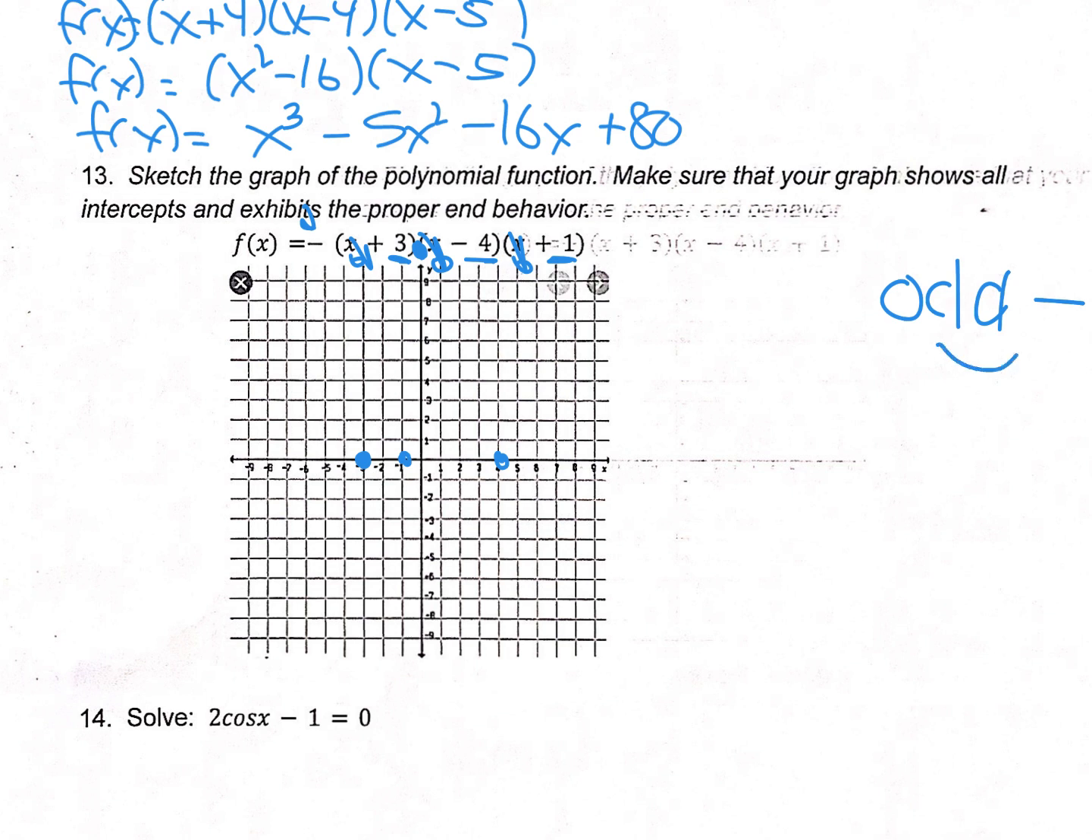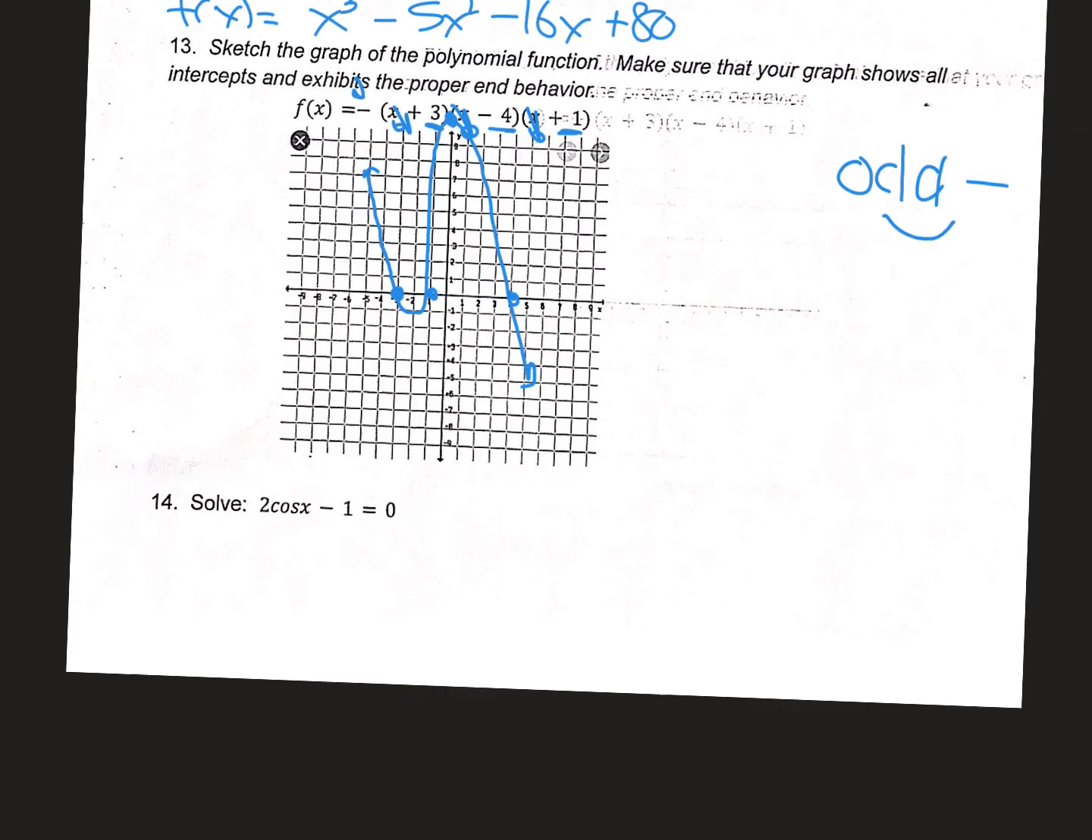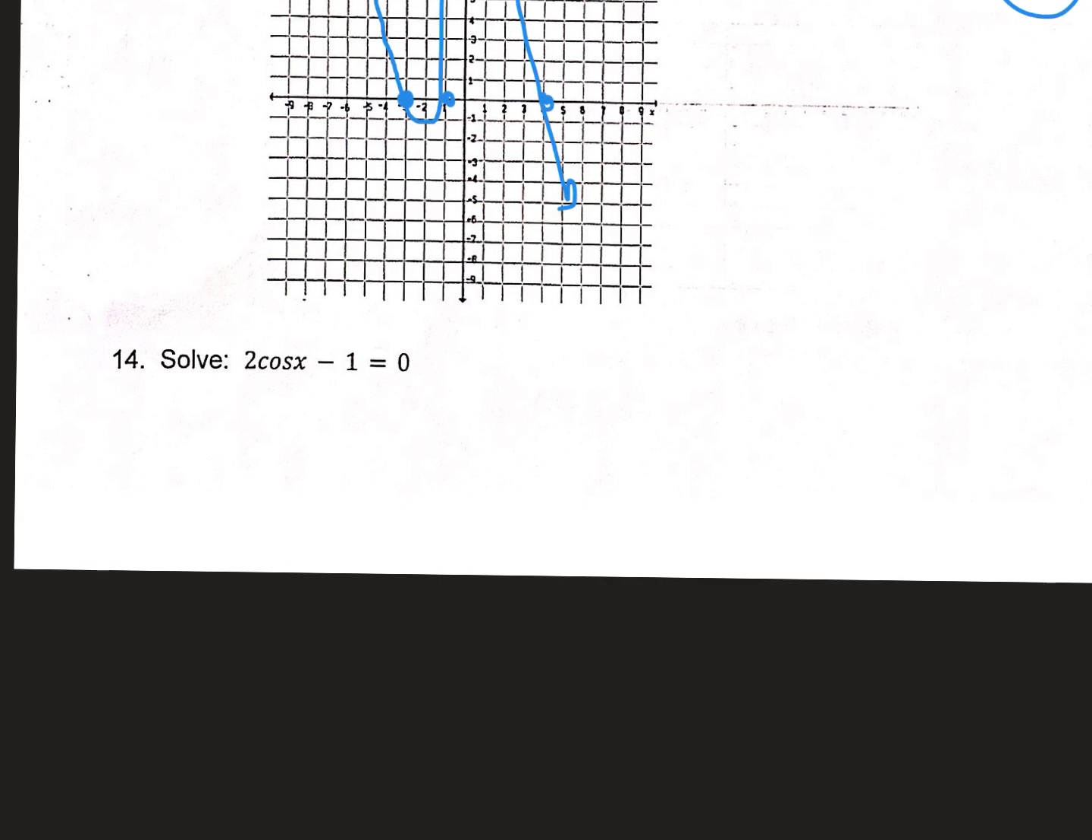Okay, because it's odd and negative, it means it's going up to the left and down to the right. So it's going to go down through there, come up. It's going to come way up there and hit the y-intercept. Then it's going to come back down, and that's what it's going to look like. Okay, that's your x-intercepts, your y-intercepts, and your end behavior. All looks great.